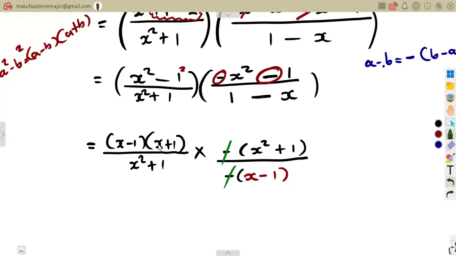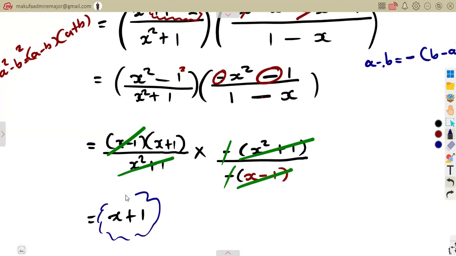Remember, negative, negative. As long as it is numerator to the denominator, x minus 1, x minus 1, x squared plus 1, x squared plus 1 can cancel. You remain with x plus 1 in the numerator, and that's x plus 1 over 1, which is same as x plus 1. So that's the whole idea.